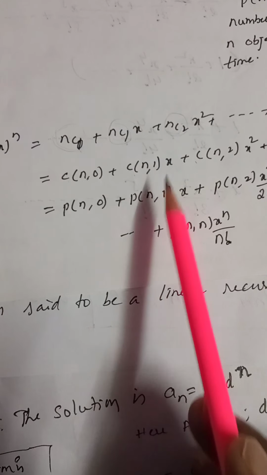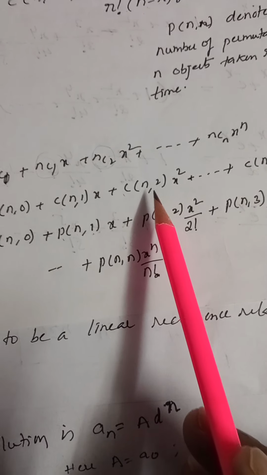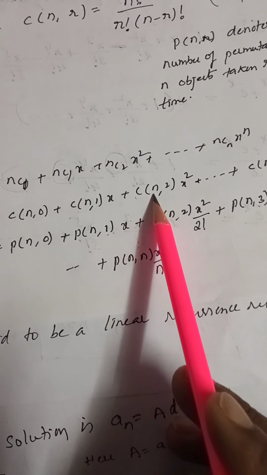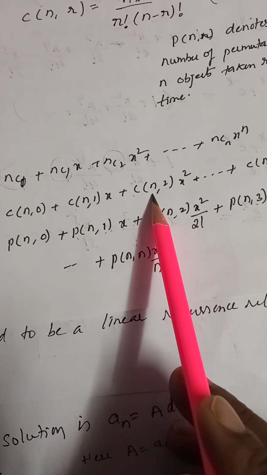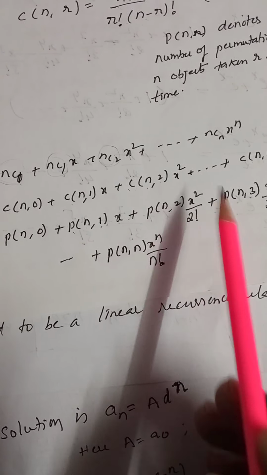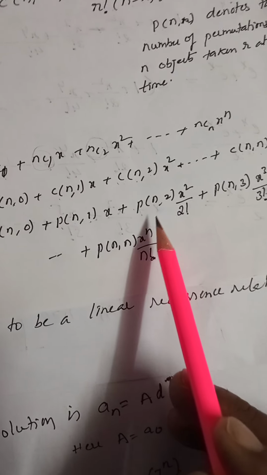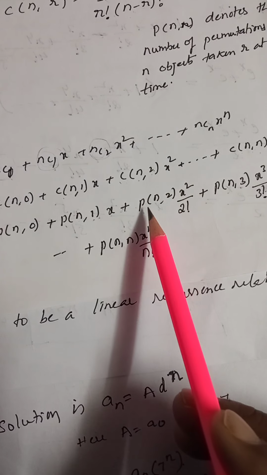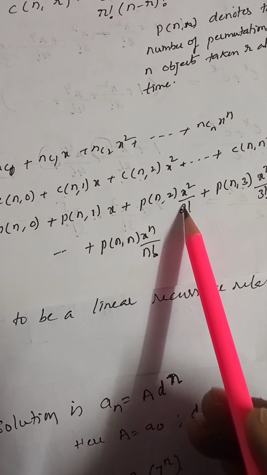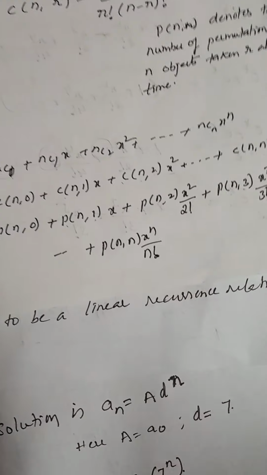C of n,1 is nothing but P of n,1. Whereas the third term onwards, C of n,2. C of n,2 means nC2, no? nC2 is equal to 1 by 2 factorial into nP2. Remember this one, right? C of n,2 can be written as P of n,2 by 2 factorial into the remaining thing, x square.